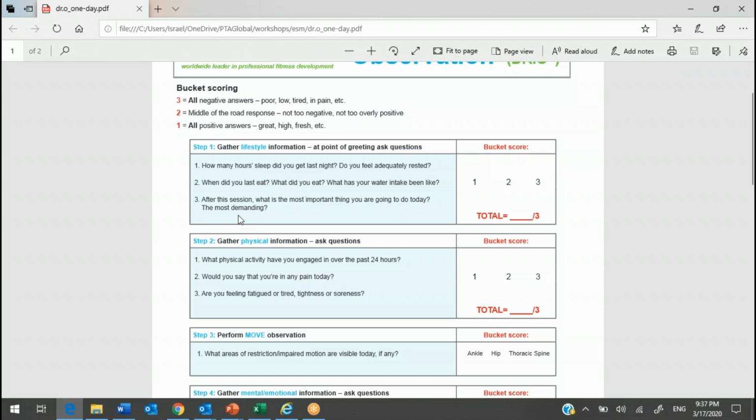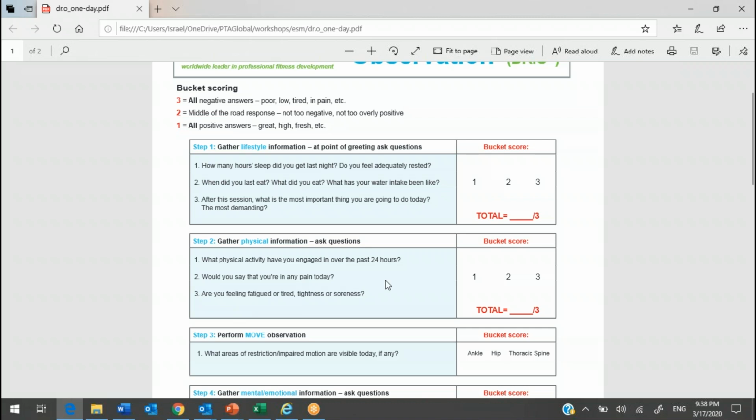Bucket number 2 is physical information. What physical activity have you engaged in over the past 24 hours? Did they just run a 5K? Did they just do 8 hours of strenuous yard work, bending and flexing and rotating and heavy lifting? Would you say that you're in pain today? Do they have some low back pain, shoulder pain, leg pain because they just did a crazy leg workout? Who knows?